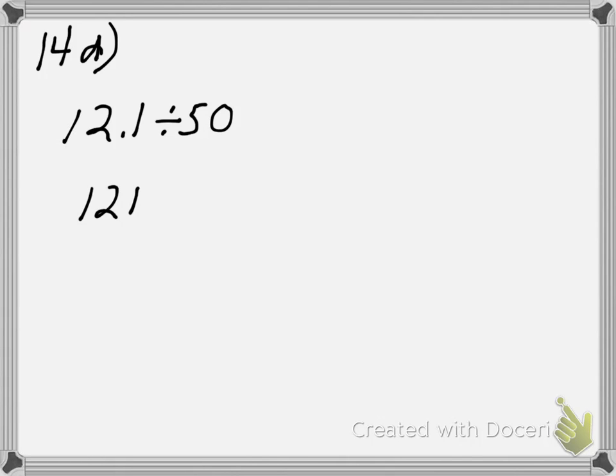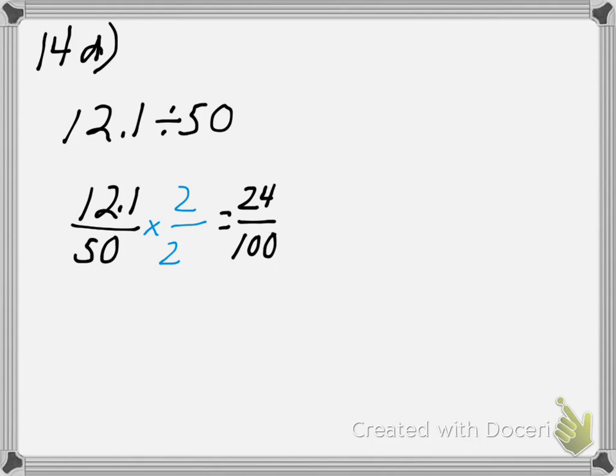So right now we'll go ahead and do 14D. 14D is 12.1 divided by 50. So we'll take 12.1 over 50. And once again, we'll multiply both of these by 2. And we'll end up getting 100 here. And this would be 24 and 2/10.